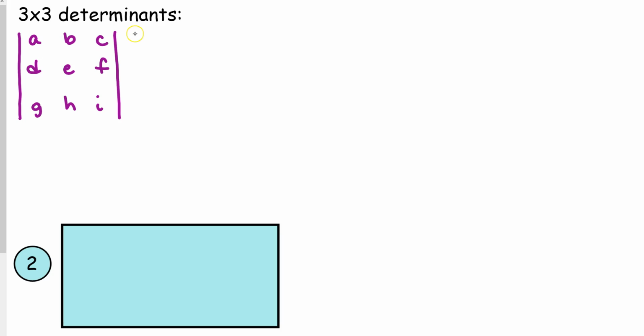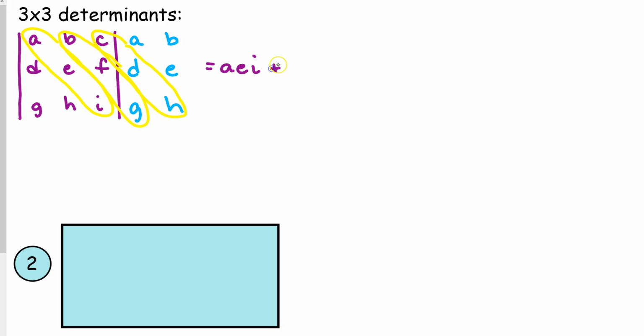The first thing we do is we rewrite the first column outside the matrix, and we rewrite the second column as well. This allows us to have 3 diagonals that have 3 elements each. So the main diagonal, A, E, I, we're going to multiply those. We're also going to multiply the numbers on the next diagonal going the same direction, and the numbers on the next diagonal going the same direction. And we're going to add those products together. So we have A times E times I plus B times F times G plus C times D times H.